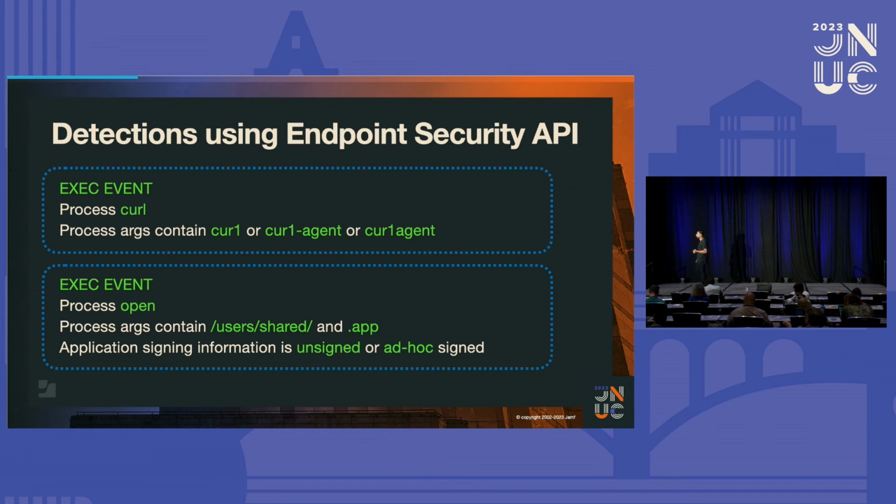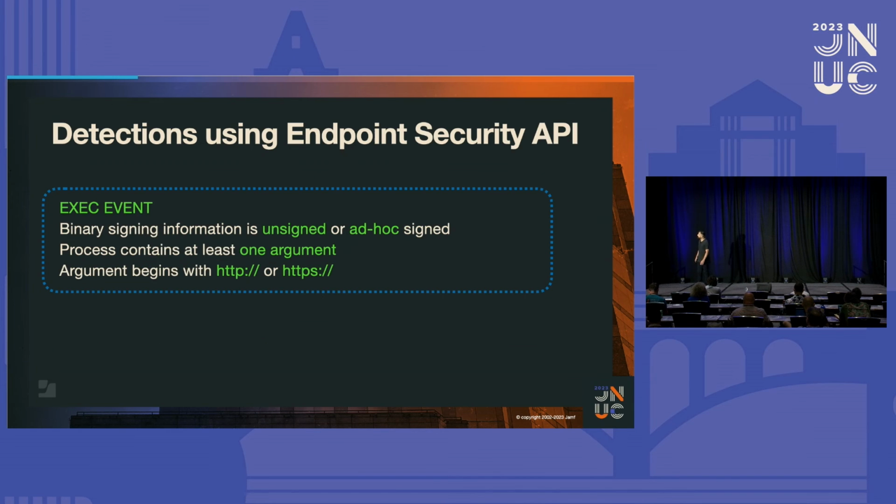The next is looking for the execution of the open command. If the process arguments contain the user shared path, which is where the malware would write to, and it is an application, then as an additional check you can verify whether that application is unsigned or ad hoc signed, and then trigger a detection accordingly.